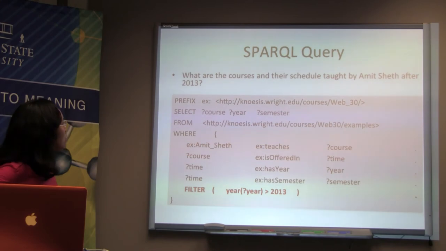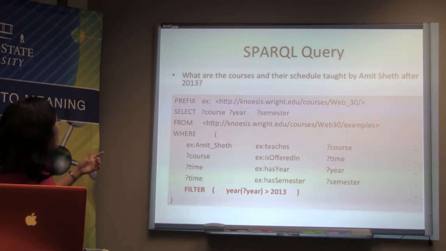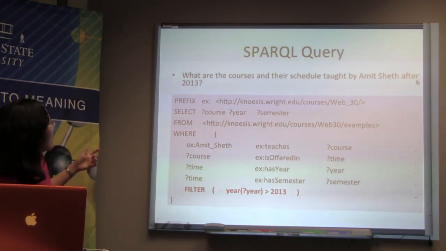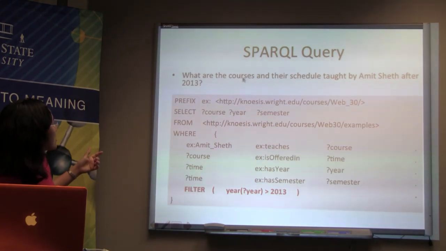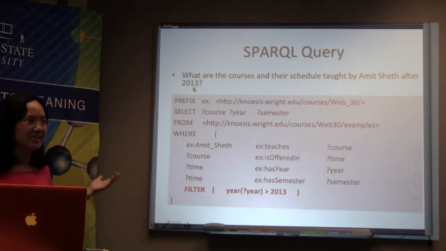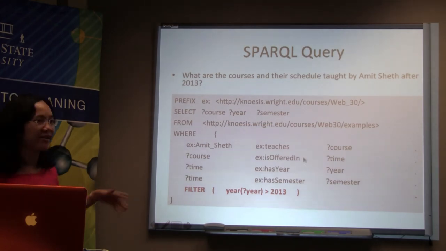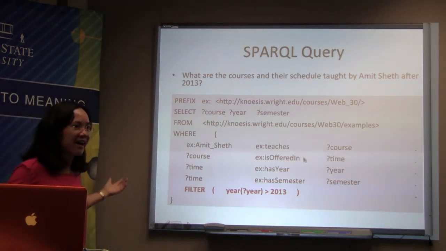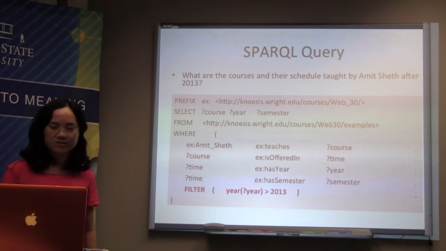So this is the SPARQL query. You can run it for after 2013. Select other courses and schedules with the option after or before 2013. You can execute this query and modify it so that you can get different results.